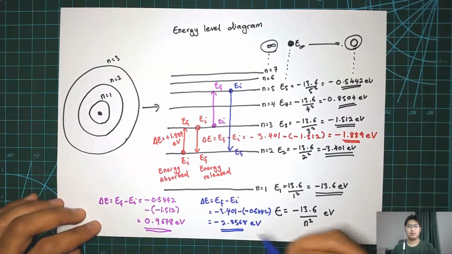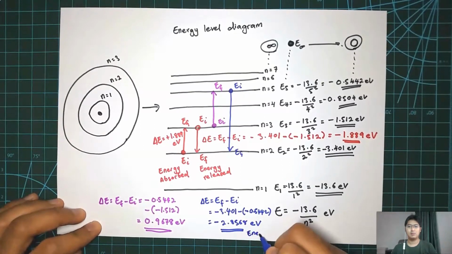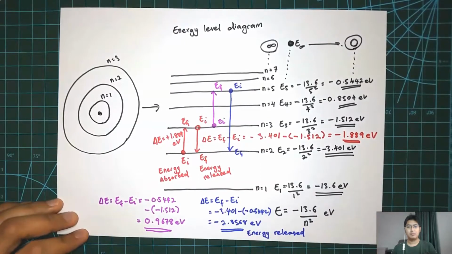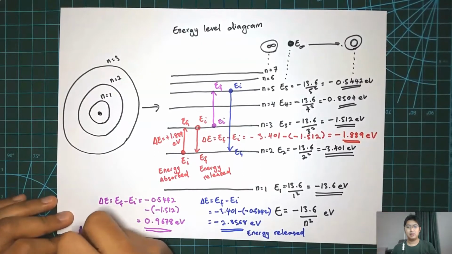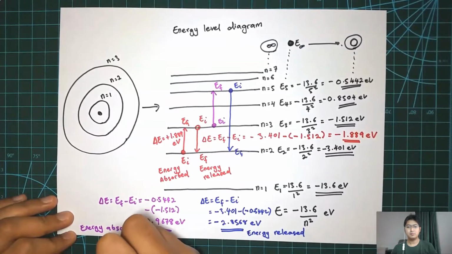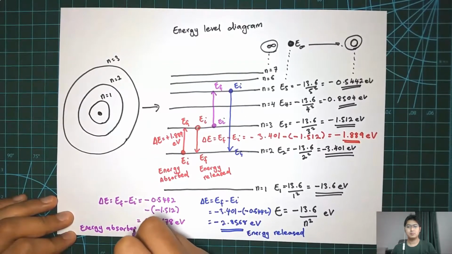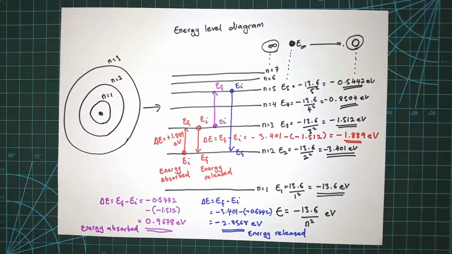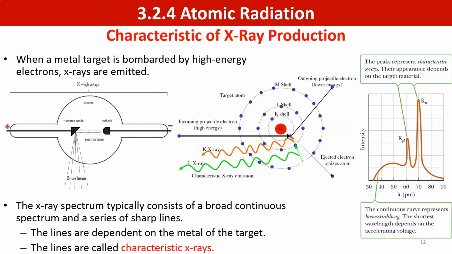For the transition from E3 to E5, sorry, if negative, energy is released. If positive, energy is absorbed. I hope you understand. Then we proceed to the next slide, the last slide for this session.